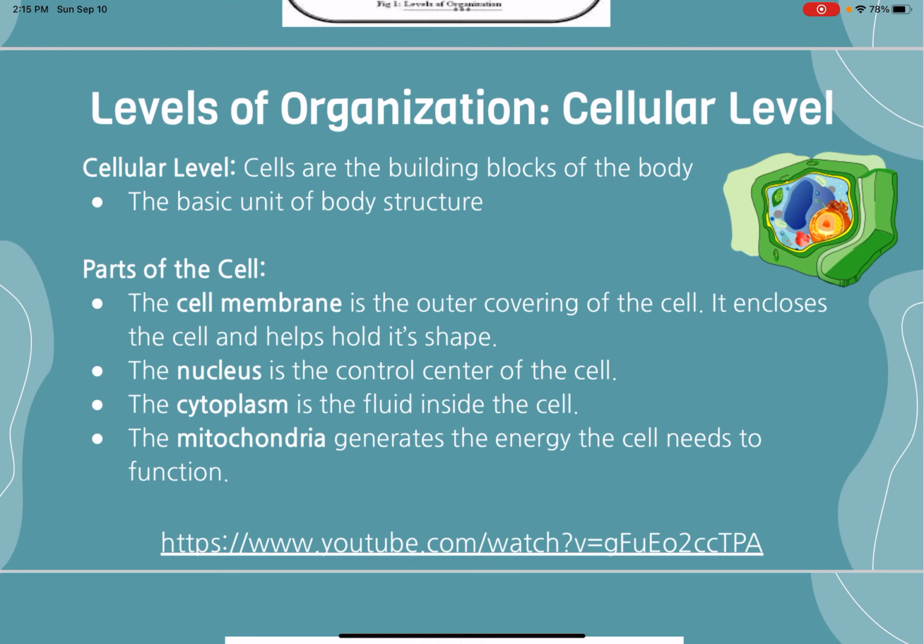Cells are the building blocks of the body. They are the basic unit of body structure. Atoms and molecules associate in specific ways to form a cell. An atom is the smallest amount of a chemical element that has the characteristic properties of that element. Atoms can combine chemically to form molecules. For example, 2 atoms of hydrogen chemically combine with 1 atom of oxygen to produce the molecule H2O.